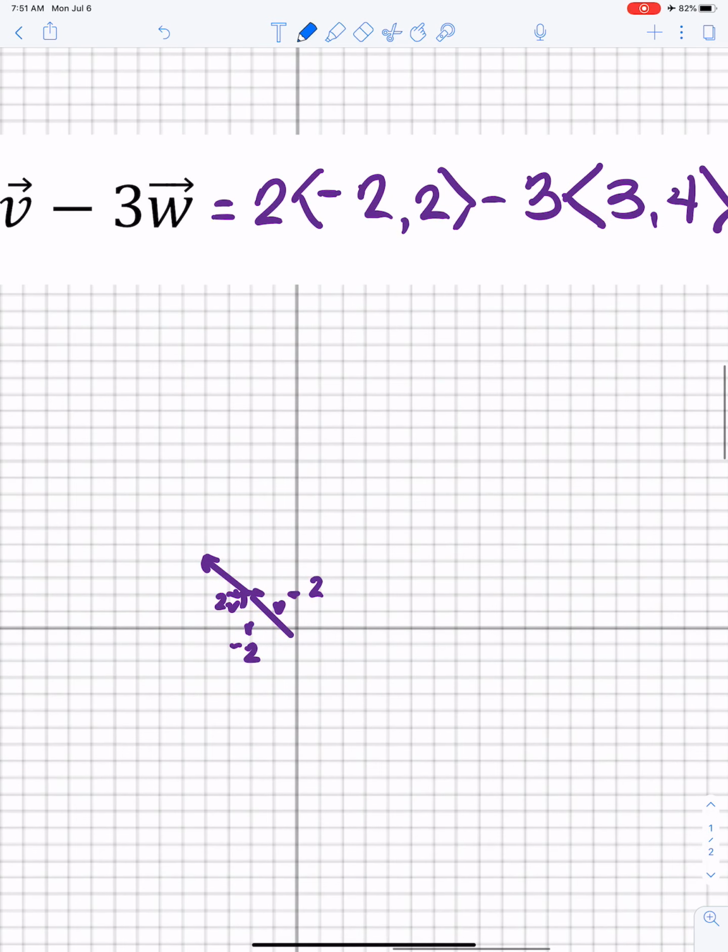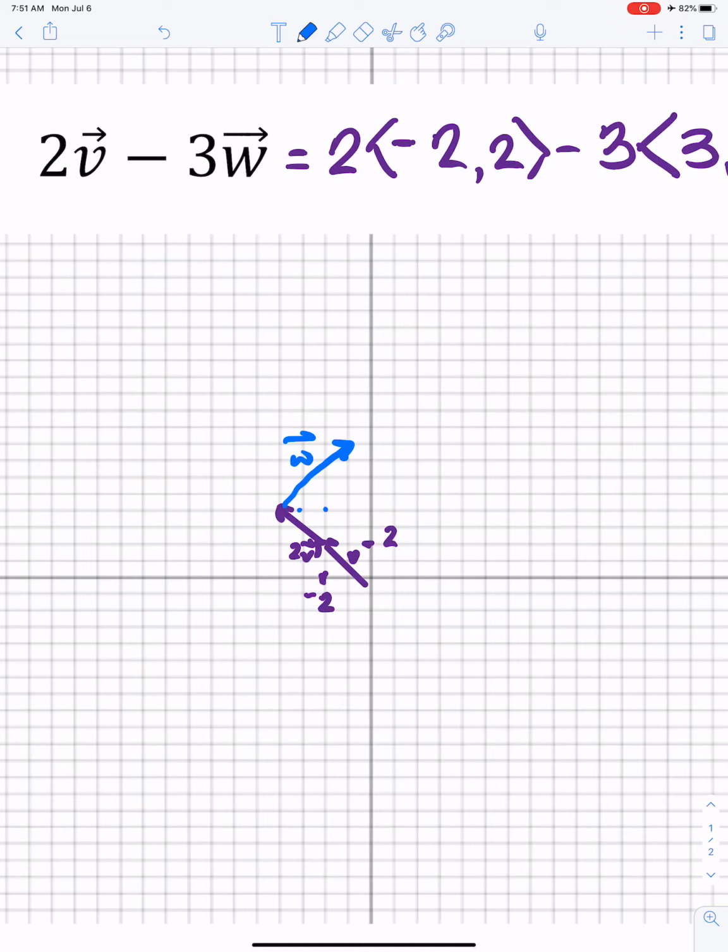I've got -3W, or my W is that 3, 4. So just for reference, 1, 2, 3 up, 1, 2, 3, 4. This is what positive W looks like. That's not the direction we're going. We want the negative W. So instead of going forward 3, we're going to go back 1, 2, 3, down 1, 2, 3, 4. So there's a negative W.